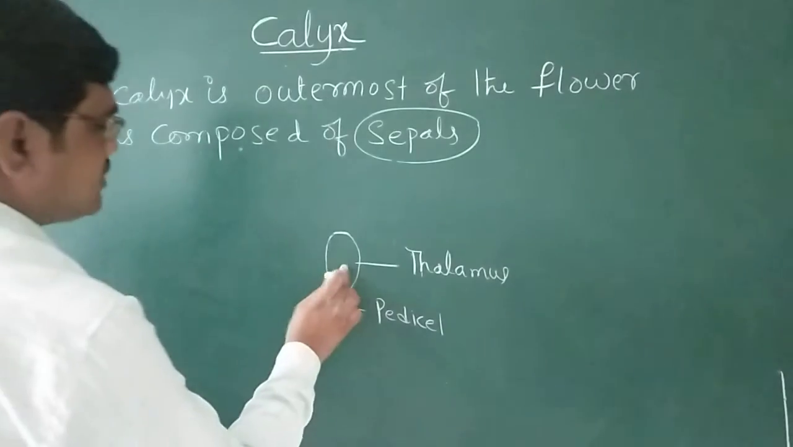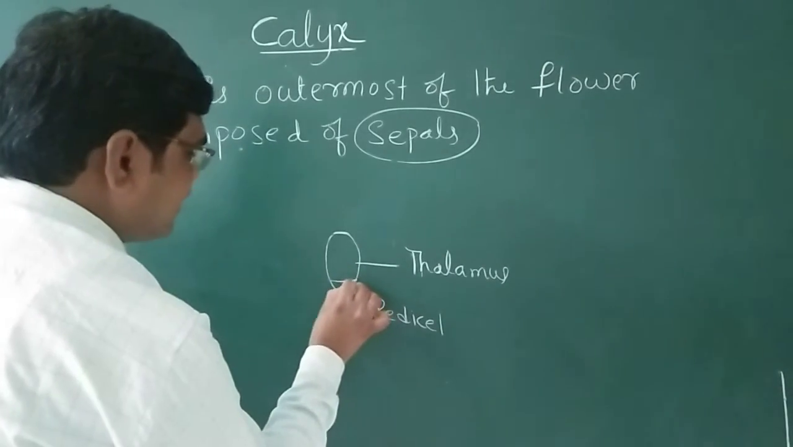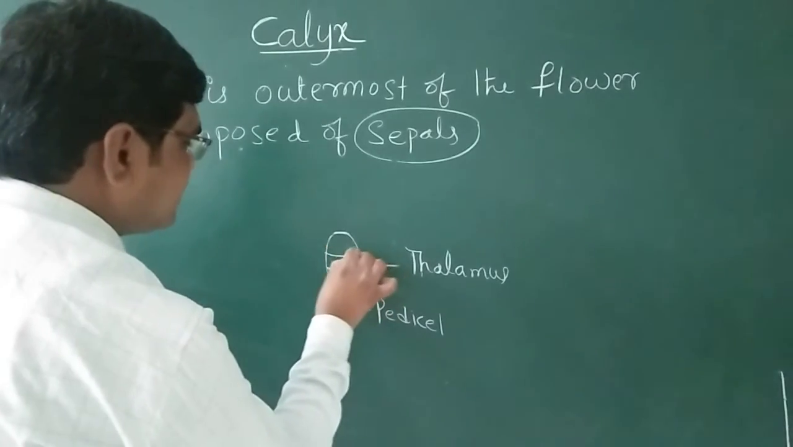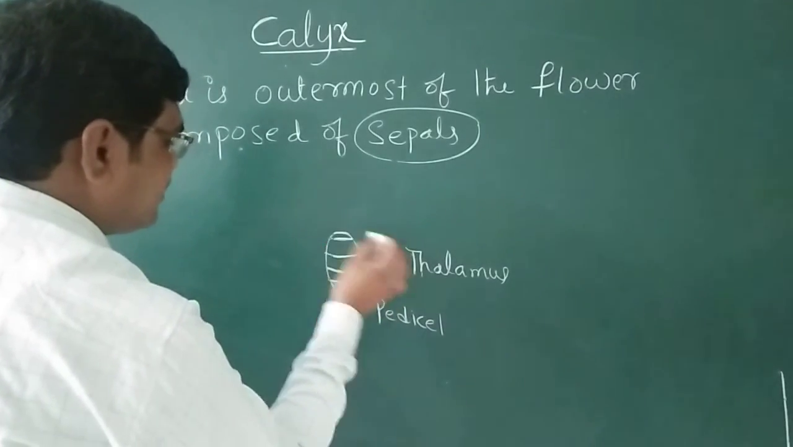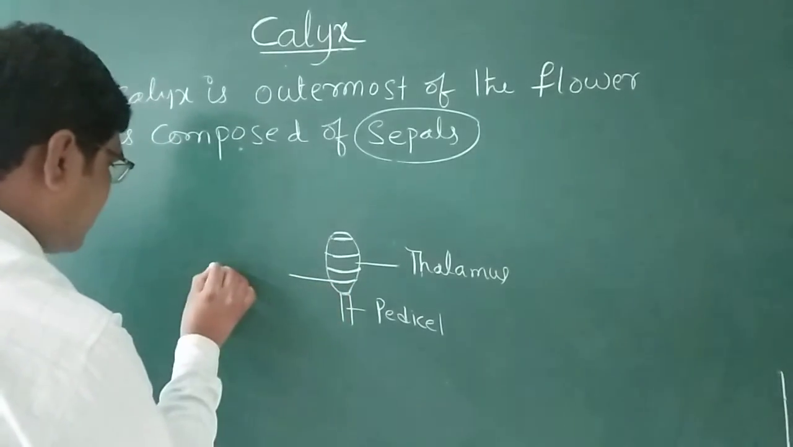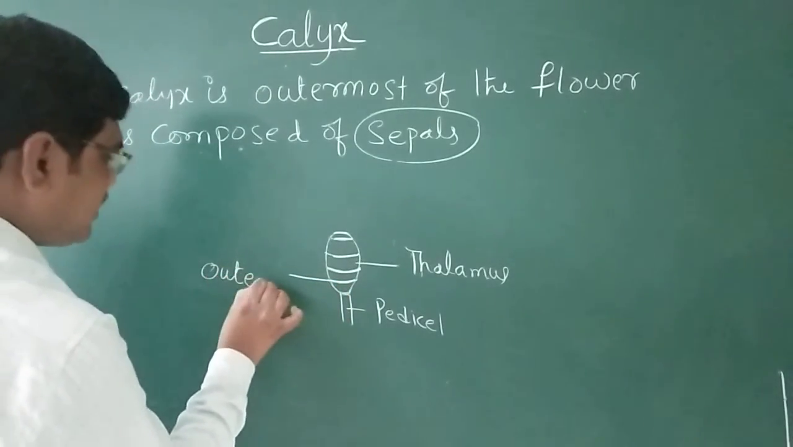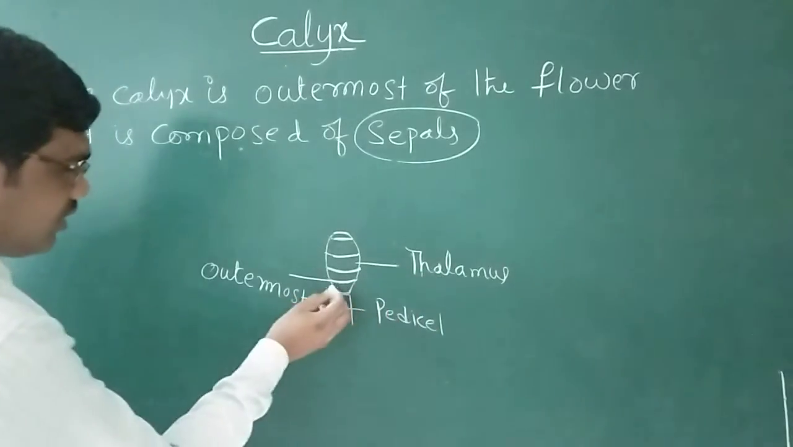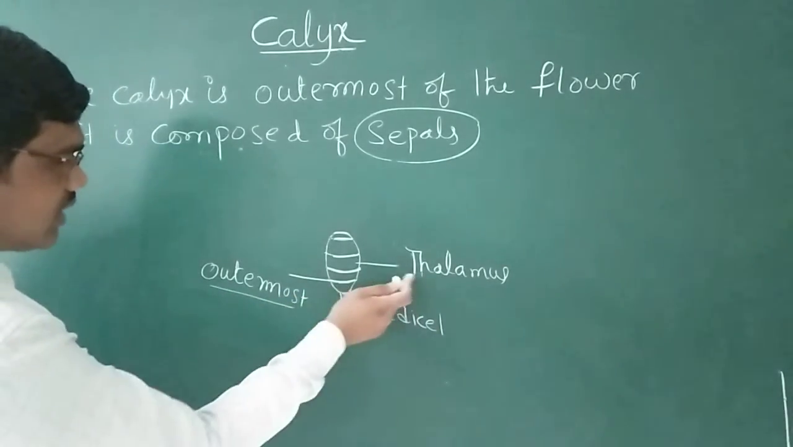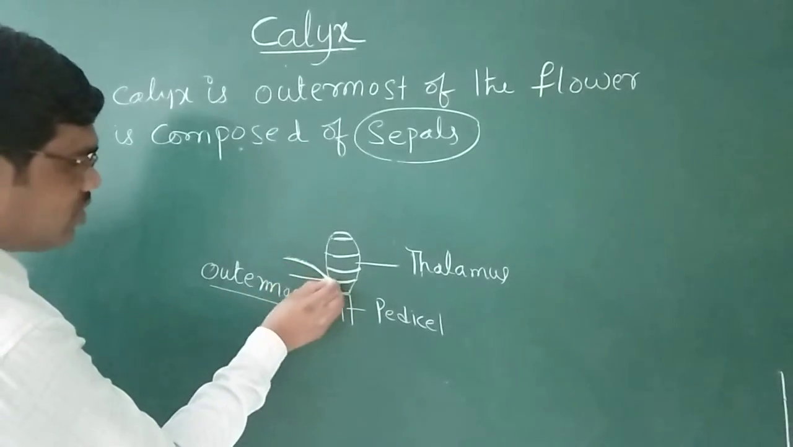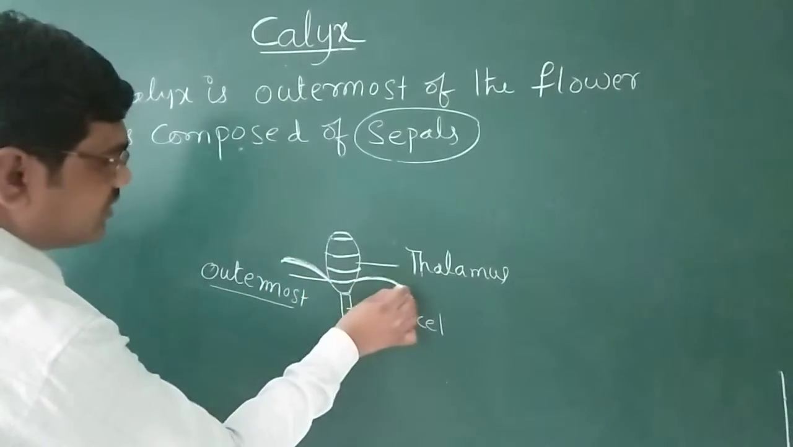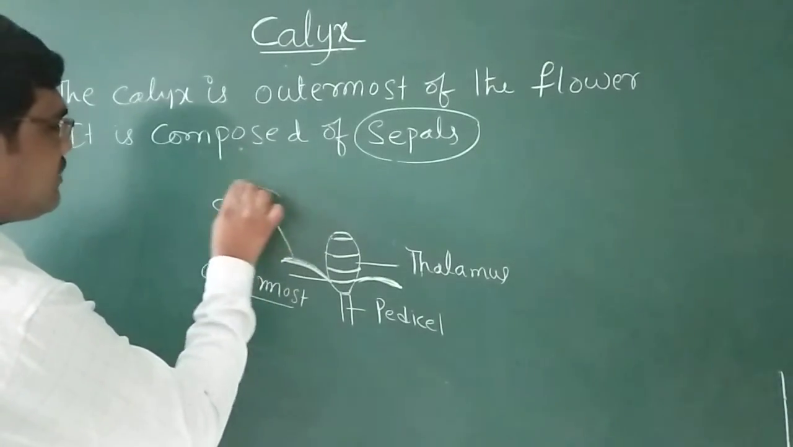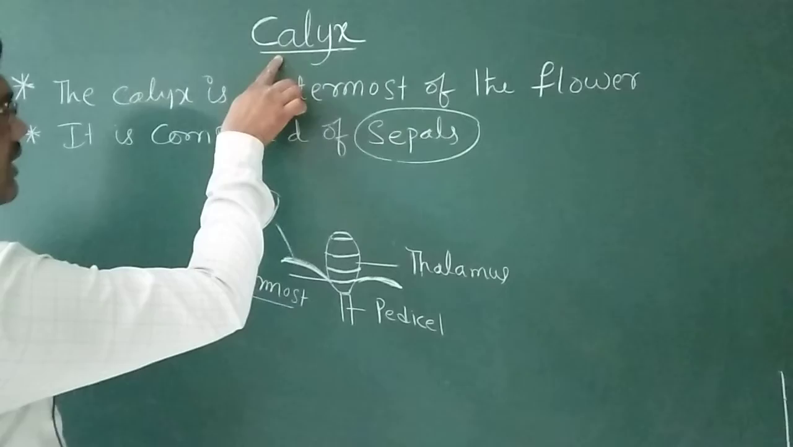On the thalamus, distinct circles are there. This is the first circle, this is the second circle, this is the third circle, this is the fourth circle. This is the outermost circle on the thalamus. The outermost circle of the thalamus occupies small leaf-like structures. They are called sepals. The sepals together form the calyx.